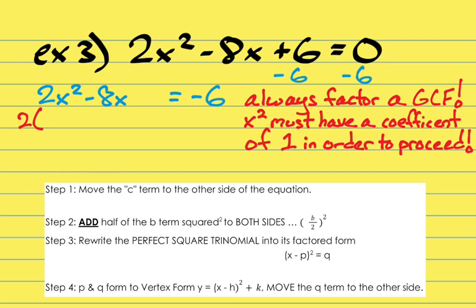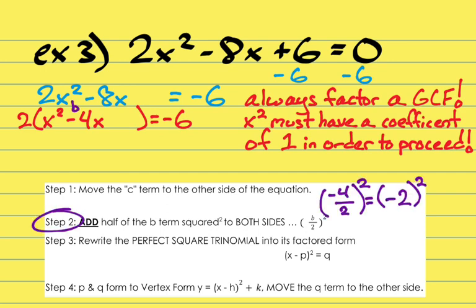Leave an open parentheses and divide by 2. 2 divided by 2 is 1, so we have just 1x squared, and 8 divided by 2 is 4. Still leave that space inside the parentheses and bring down that negative 6. Step 2 is still the most important step.